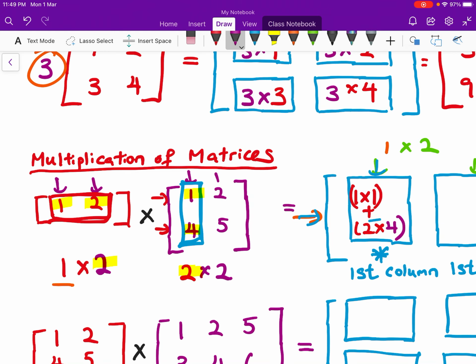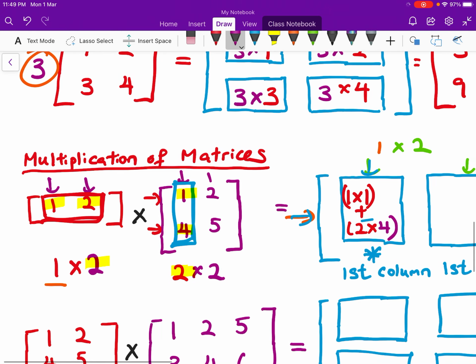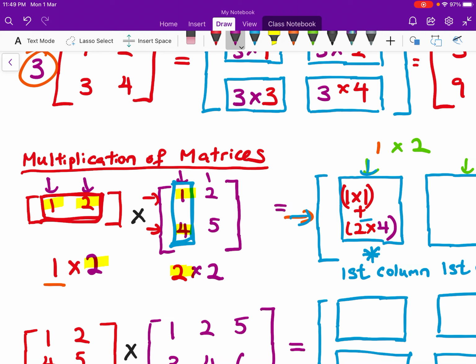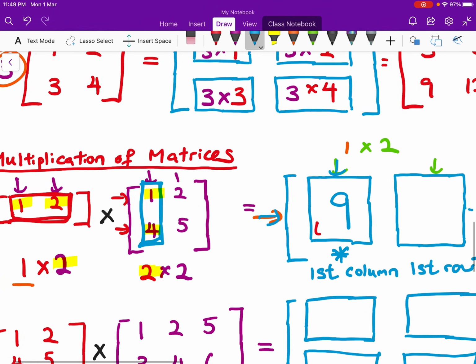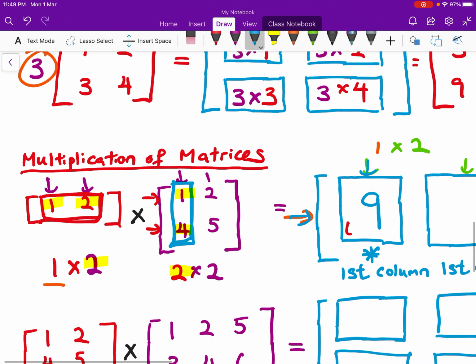Of course, if you simplify, 1 times 1 is 1, plus 2 times 4, 1 plus 8, so you get 9. Okay, 9. Now we are done with the first column, first row.